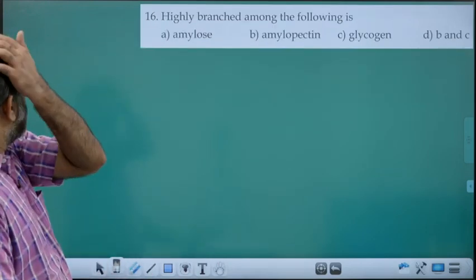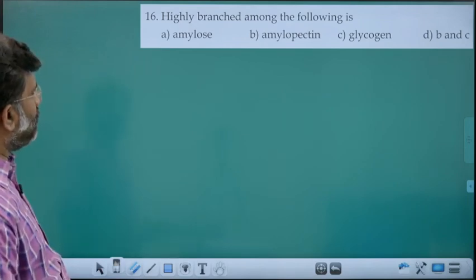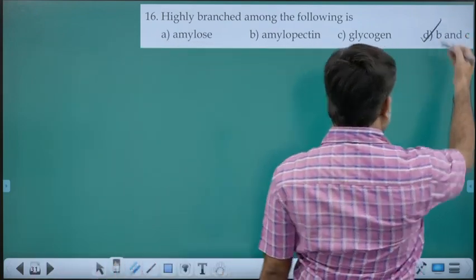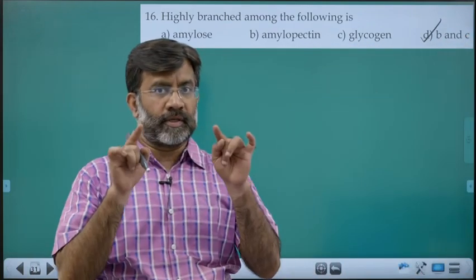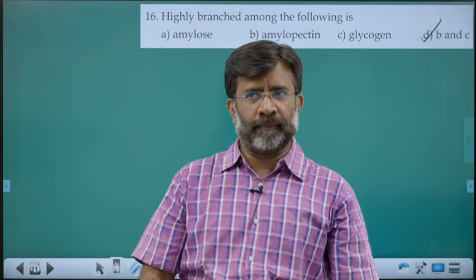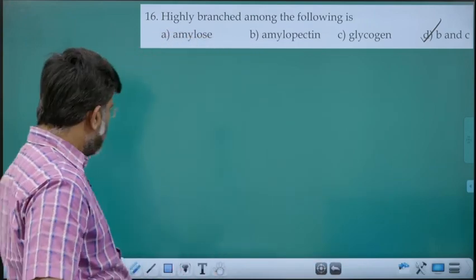Highly branched among the following. Amylose is linear. Amylopectin is branched. Glycogen is also branched. Answer is option D. Glycogen, the so-called animal starch, is highly branched. So amylopectin is branched and glycogen is also branched. Okay, next.